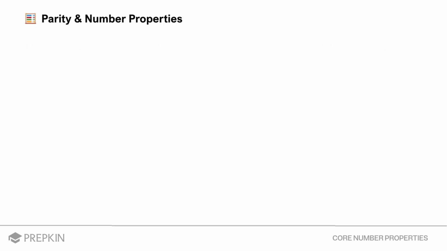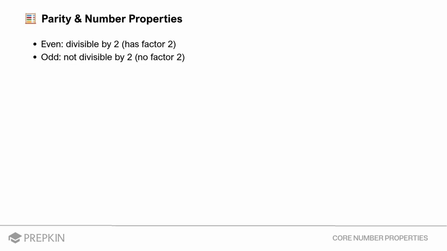From here, let's learn about parity and number properties. Parity covers even and odd numbers. An even number is divisible by 2 while an odd number is not. Some parity rules that you should commit to memory are: 1.